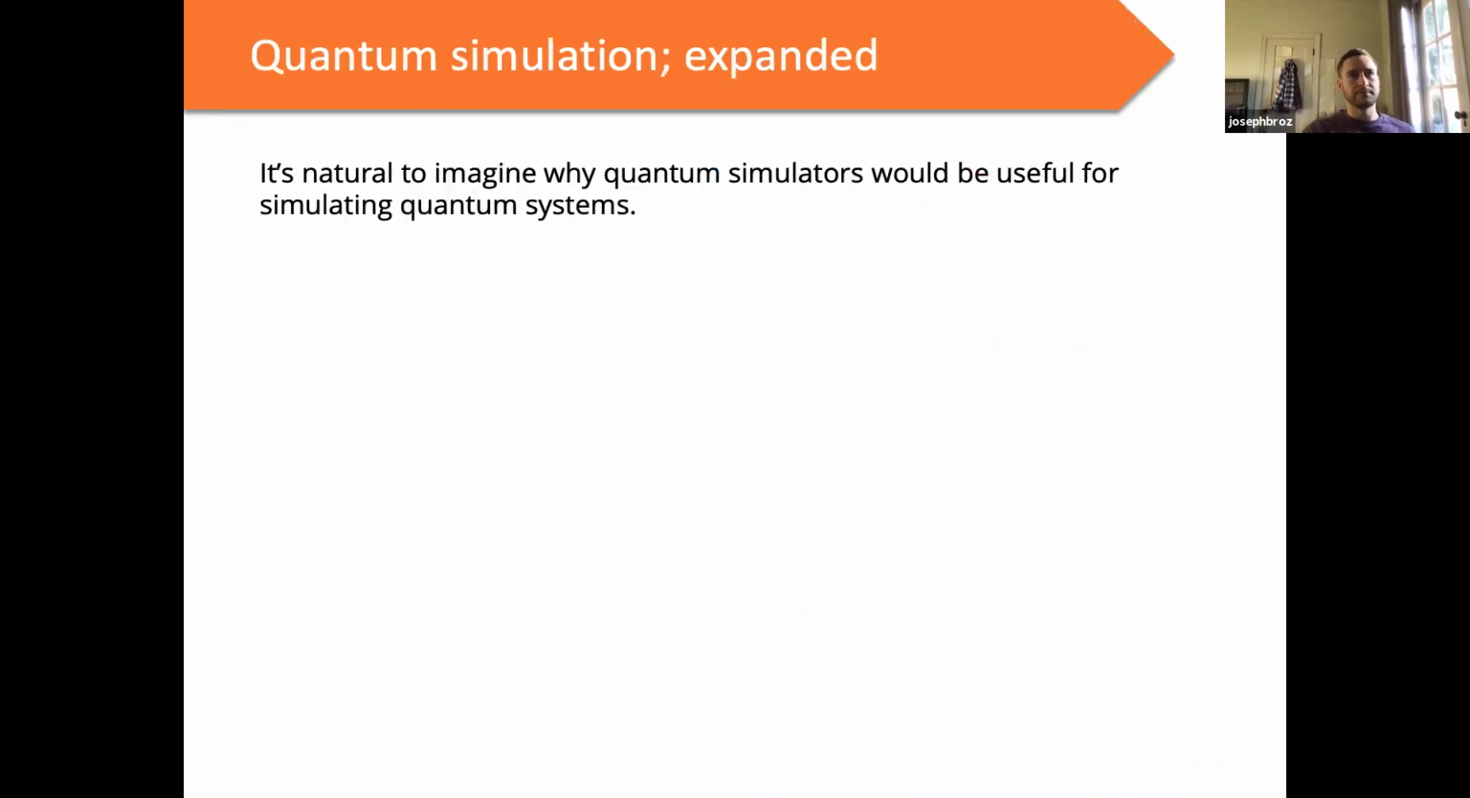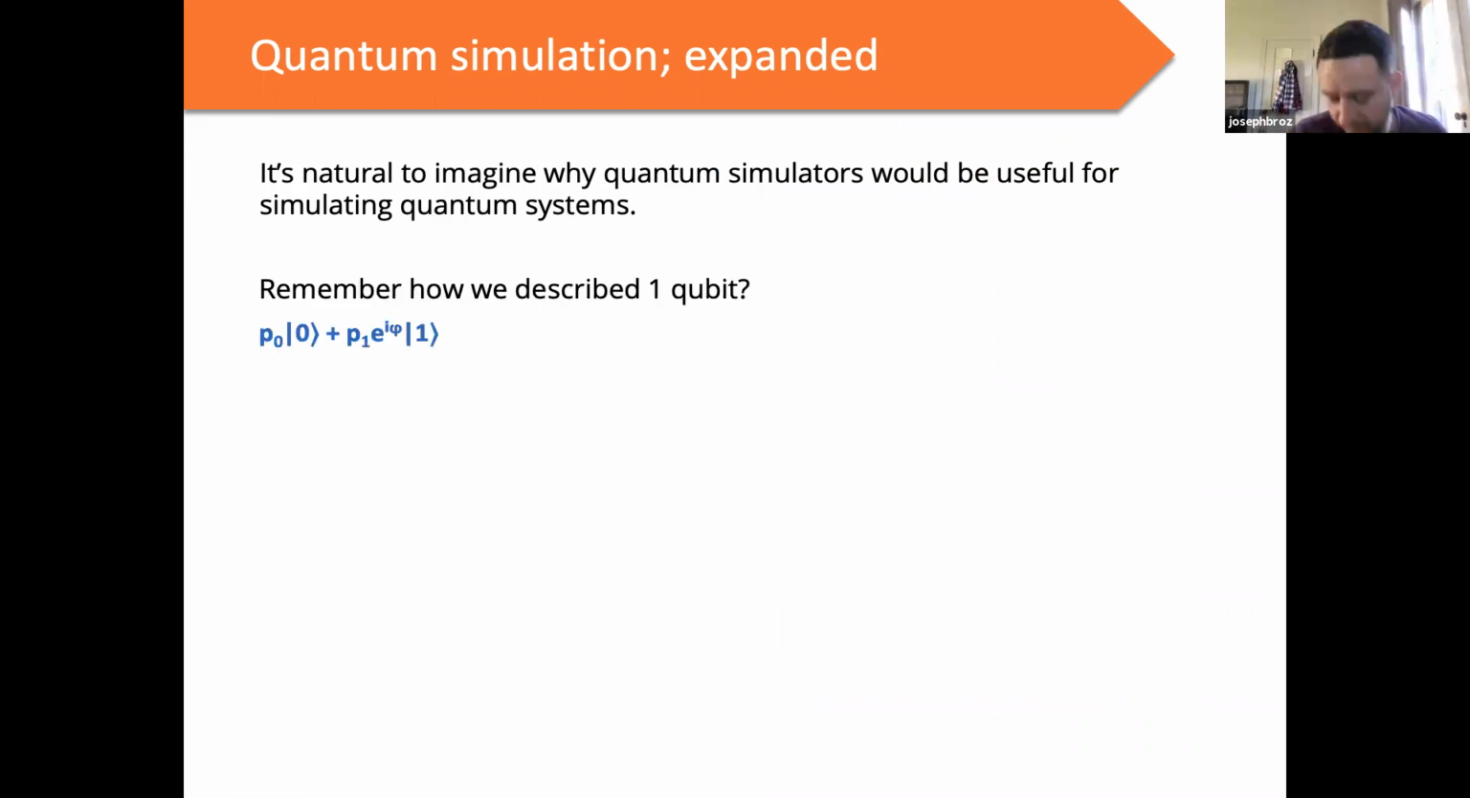So a natural question is to ask, why would quantum simulators be useful for simulating other quantum systems specifically, as opposed to classical systems? And so what I want to give you a sense for right now is how quickly the complexity of a system of quantum bits or quantum systems grows.